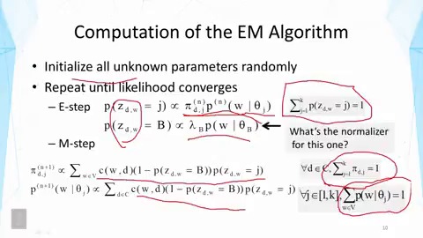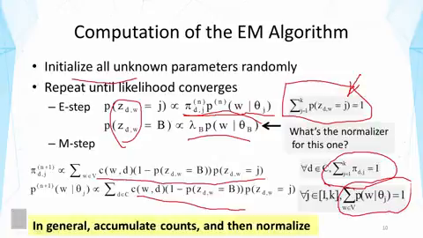Now I did not put the constraint for this one, and I intentionally leave this as an exercise for you, and you can see what's the normalizer for this one. It's of a slightly different form, but it's essentially the same as the one that you have seen here, namely this one. So in general, in the implementation of EM algorithm, you will see you accumulate the counts, various counts, and then you normalize them.